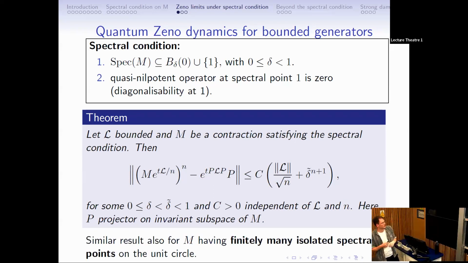I was talking about this generalized spectral condition. Essentially, you have finitely many isolated spectral points on the unit circle. Then you see some isolations, and the dynamics looks a bit more nasty. That's why I didn't put it on the slide, but the same techniques apply. So if you have certain unitaries where the spectrum is nicely isolated, you get it as well.